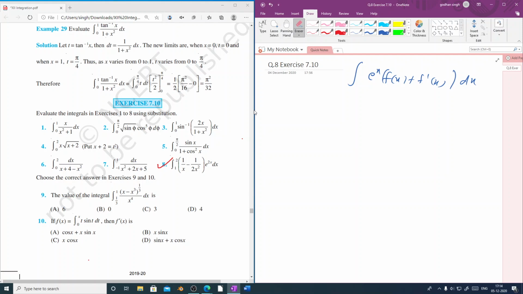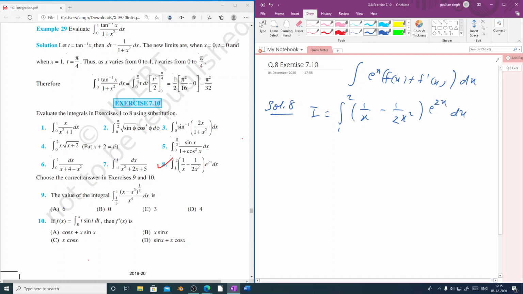So we'll take 2x as t, and integrate this, and then we can check whether we can apply this form or not. So let us start doing this one. So solution 8, that is I equals integrating from 1 to 2 the function 1 by x minus 1 by 2x square and e raised to 2x dx.